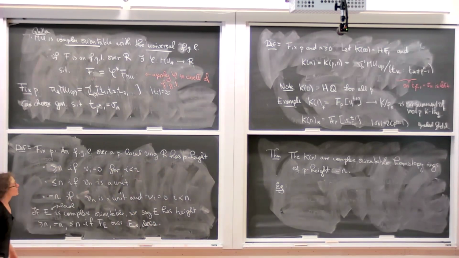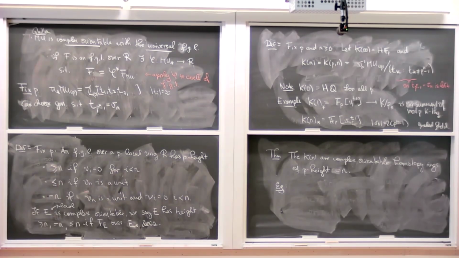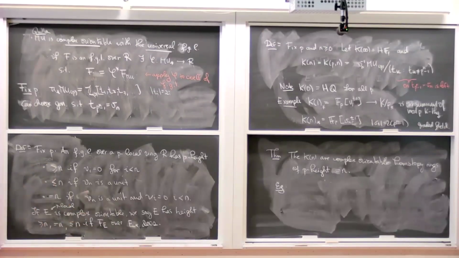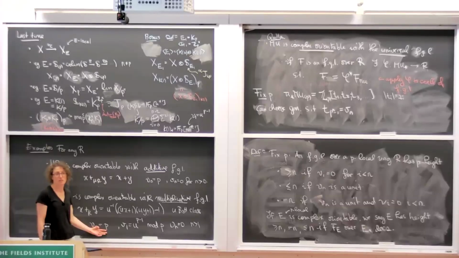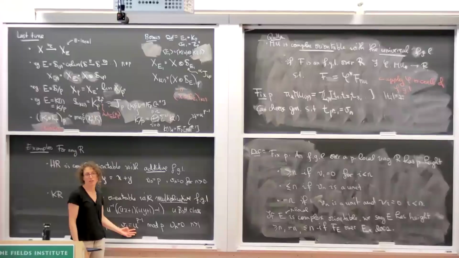So what's the other example? K_1 we already did. If I do K_1 mod p K-theory, the important part was that the v_i are 0 for i less than n, but there's no condition there. Mod p, v_0 is 0 and then v_1 is a unit. So it satisfies our condition, so it has height 1.